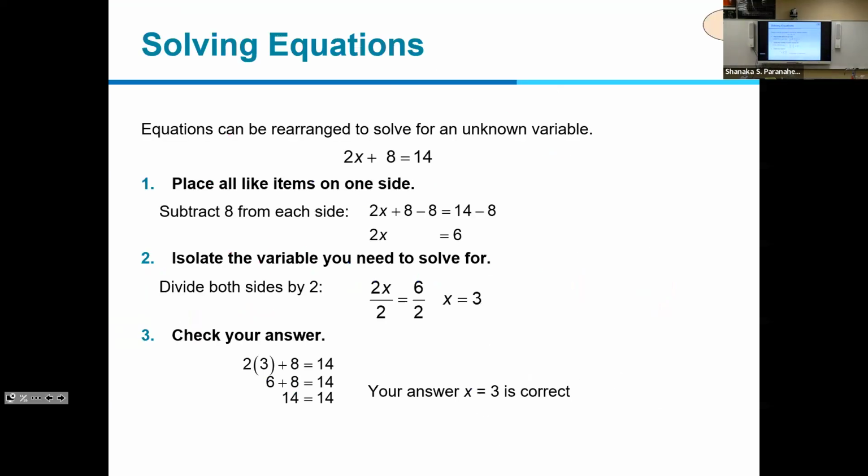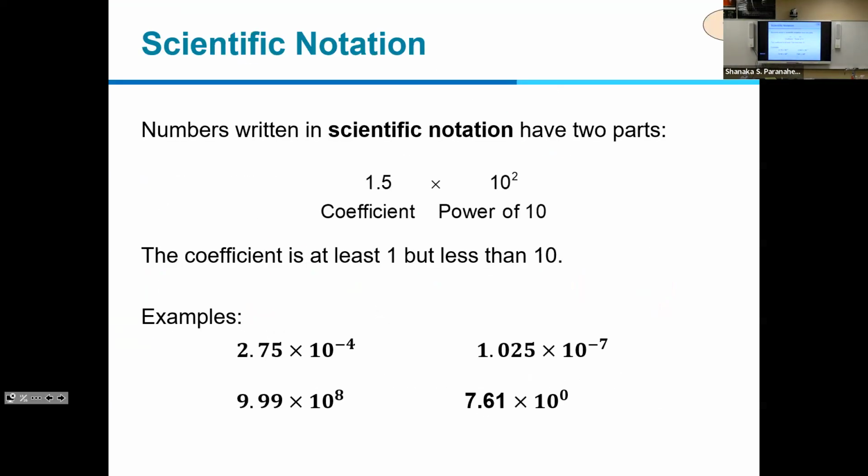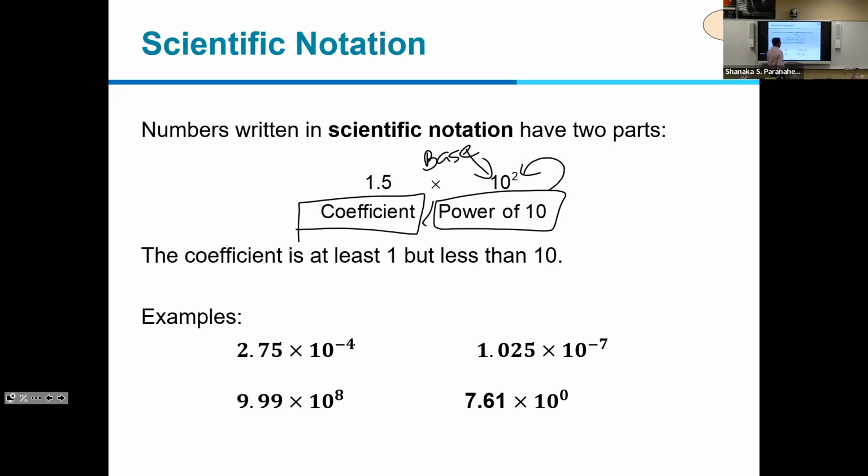The next topic is scientific notation, and this is one of the important parts of these basic math skills. When we write a number in scientific notation, we have to have 3 components. Those 3 components are the coefficient, the base, and the power of 10. We have to have all 3 to write a number in scientific notation.